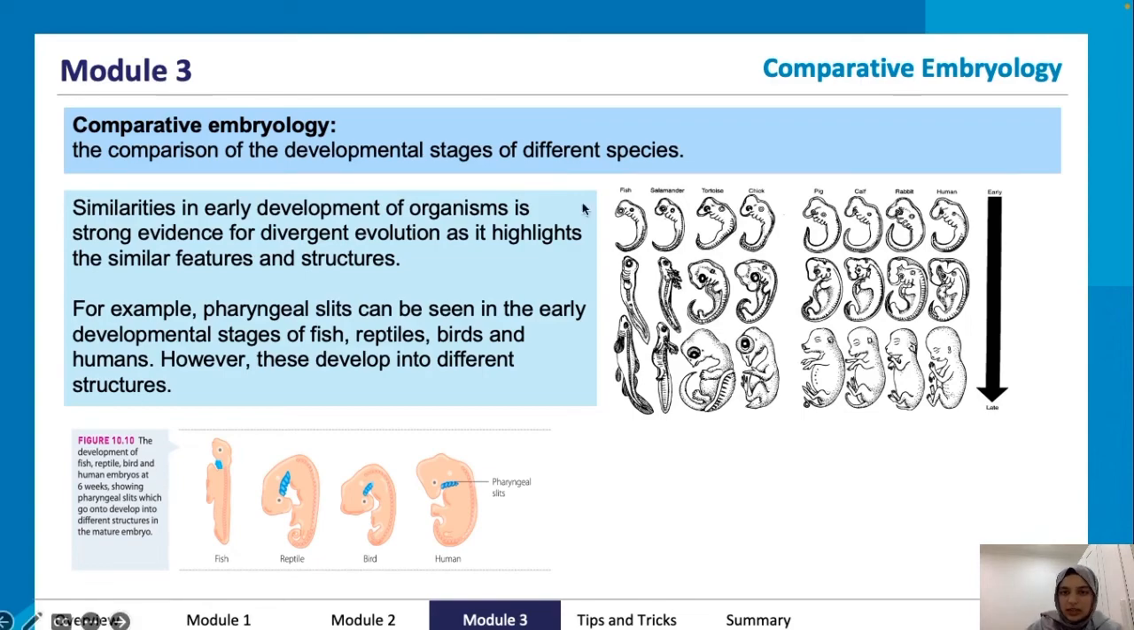Okay, so we can see here fish, salamander, tortoise. You can see how different they are to the human. We've seen the rabbit, the calf, the pig. Very different, right? But we can see those essential similar features and structures when we first start off with the embryo. We can see here as well: fish, reptile, bird, human, and the slits.